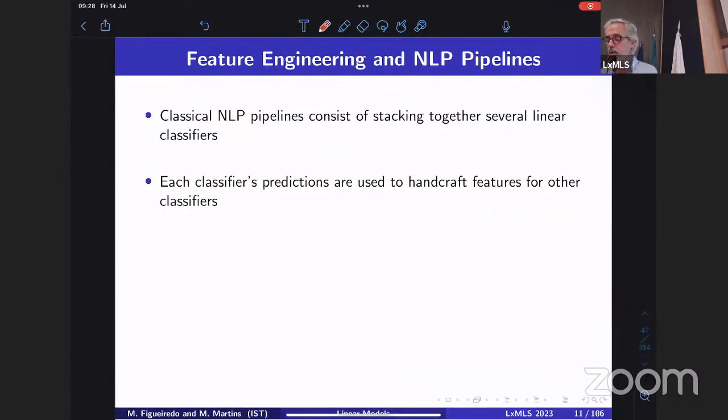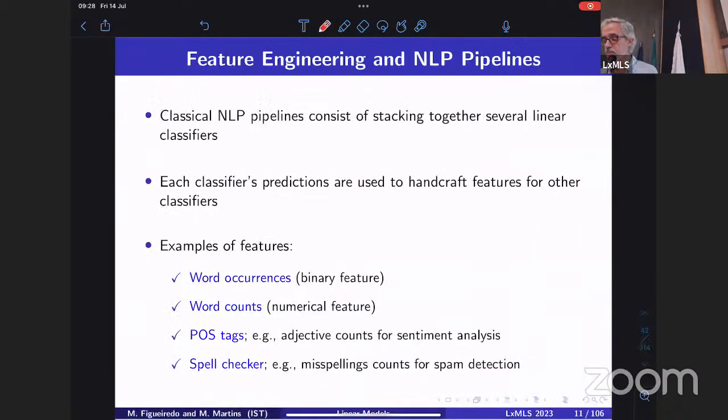So in NLP, it was very classical to have these long pipelines of processing, constituted by stacking together different modules that do different things. And many of them are just linear classifiers. So each classifier's prediction is used to handcraft or to engineer features for the other classifiers that come next. And so this is the origin of the word pipeline. It's a pipeline of processing modules.